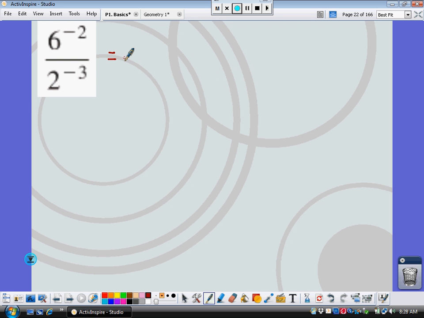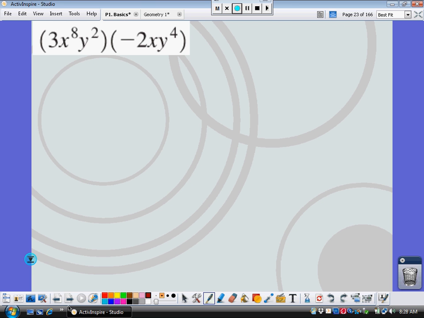I'm not going to work this one. Bring 6 to the negative 2 to the bottom, make it positive. Bring 2 to the negative 3 to the top, make it positive. Okay. And then just multiply it out.